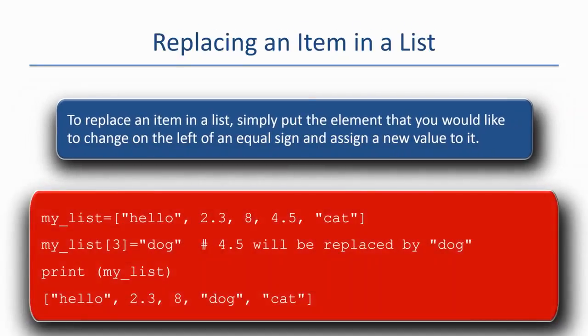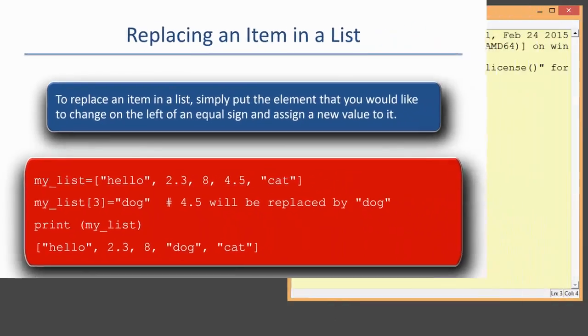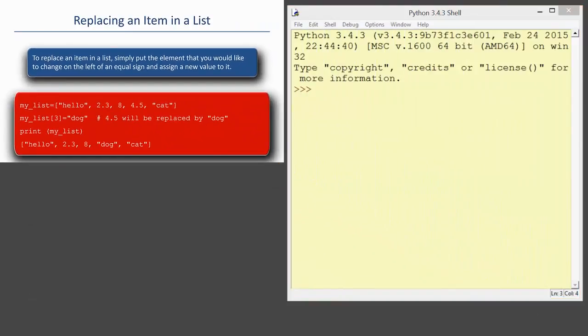Here is an example. In the first line of this example, I have created a list with 5 elements. In the second line, I am replacing the value of 4.5, which is a float, with dog, which is a string. Also notice that the index of element 4.5 is 3 because the indexes start from 0. Now if I print my list, you will see that 4.5 is replaced by dog. Let me show you all of this using the IDLE.